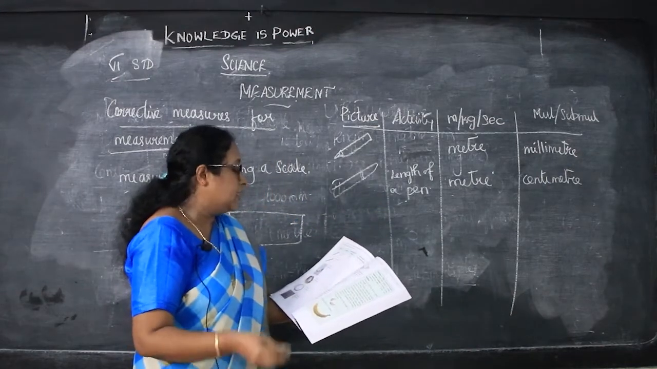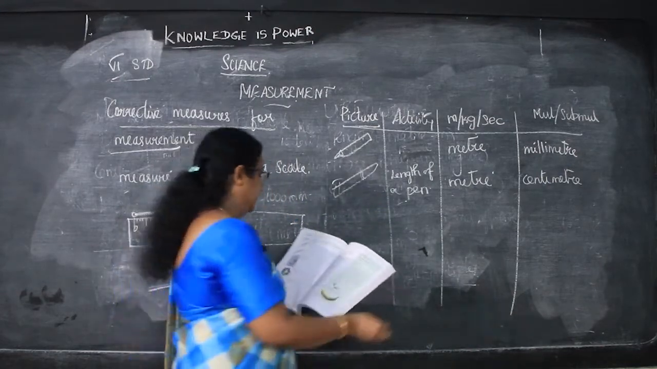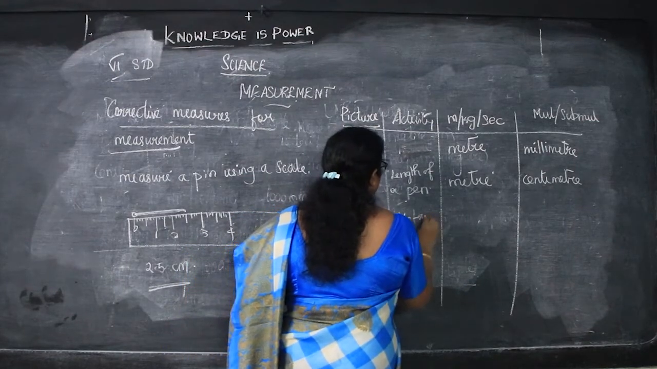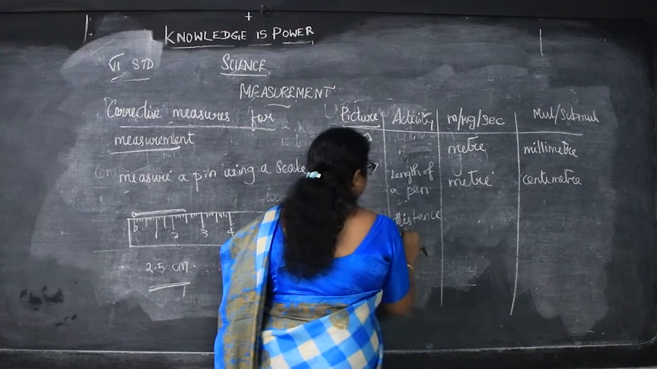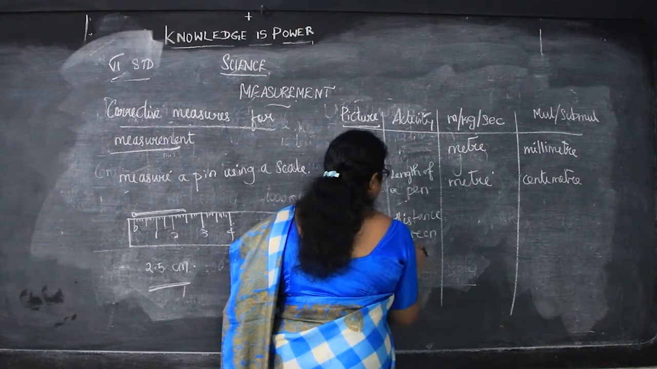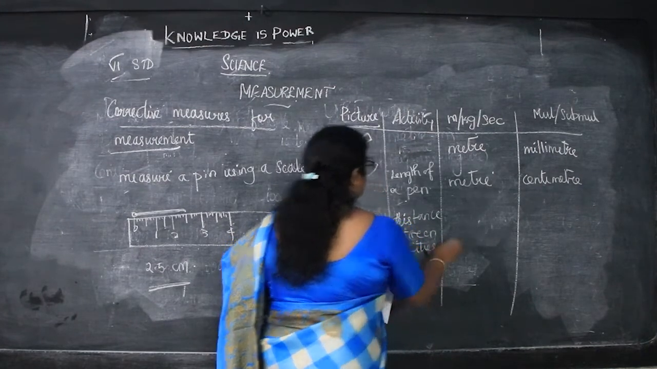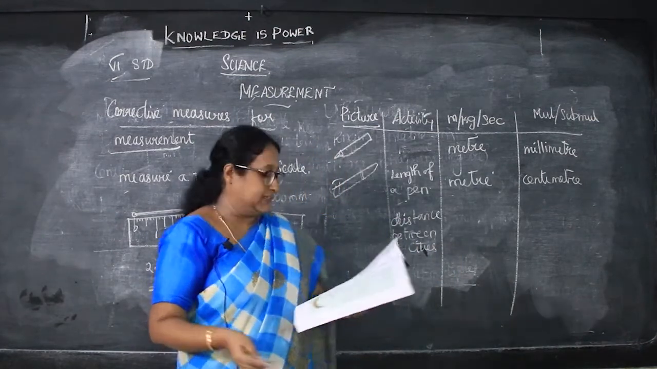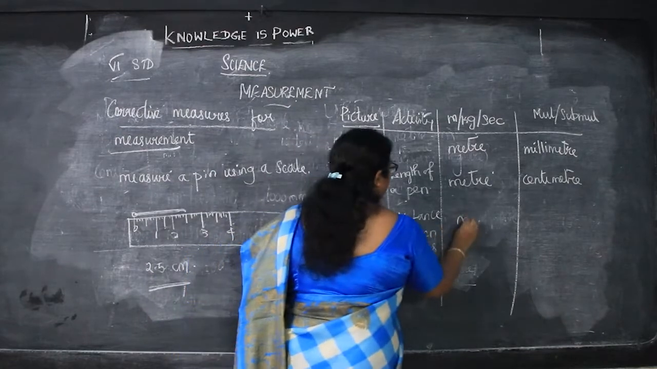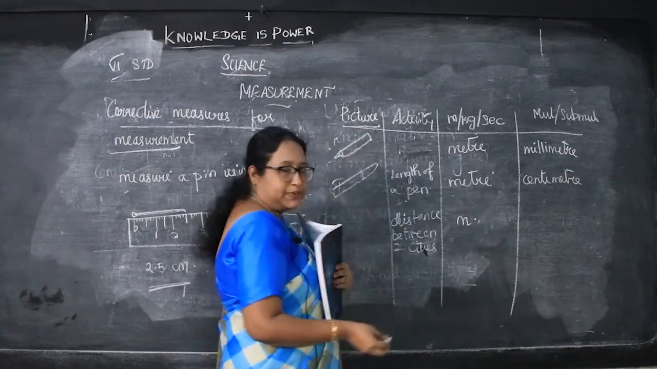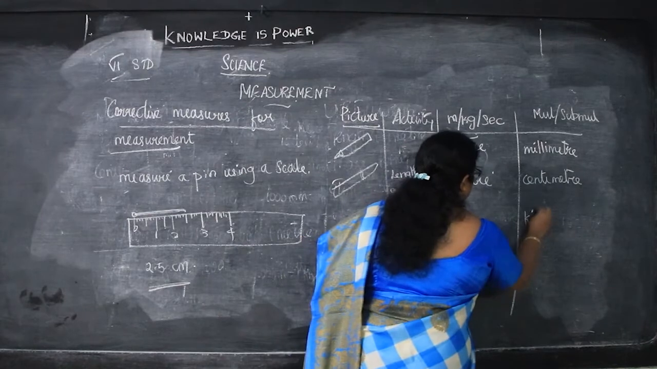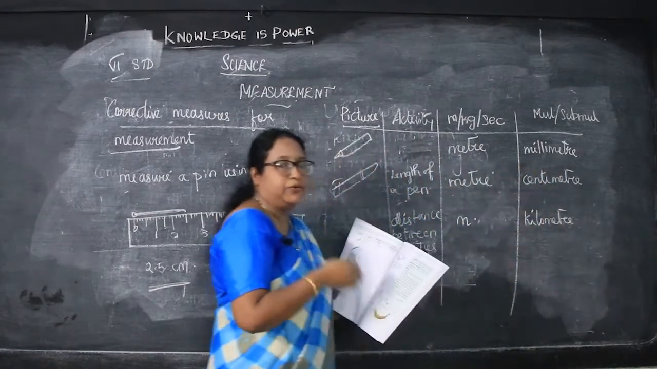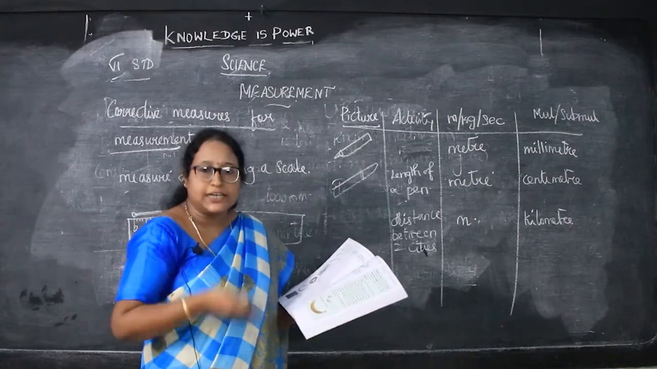Now next is the distance between two cities. How do we see? This is also in meters, 2 meters, 3 meters, like that. Now, the multiple and sub-multiple is kilometers. So the distance between the villages, between the two cities, we will see it in the kilometers.